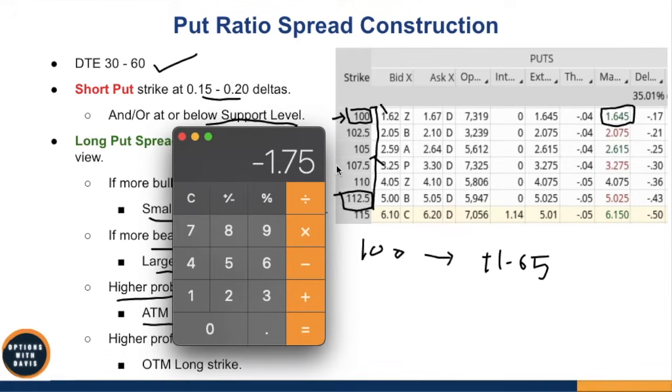So since we cannot sell this 107.5, what we want to do is try the 110, right? So the 110 will most definitely give us an overall debit that is much less than $1.65. So we're going to take this again. We're going to take 5.03, and then we are going to add it by 4.08. All right, so this gives us 95 cents in debit, right? So this is just nice, right?